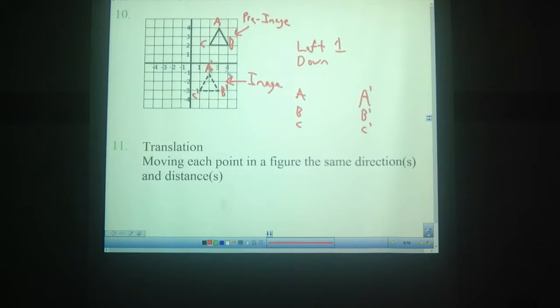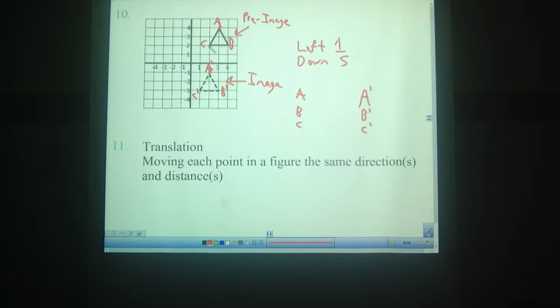Pause the video. One thing I have a lot of students say is that it translates down by 3. It goes from here, down 3, to there. That's not accurate. That's the bottom of the shape going to the top of the shape. Really, you should check from the top of the shape to the top of the shape. If you look here, it goes to the left one, and down 1, 2, 3, 4, 5.